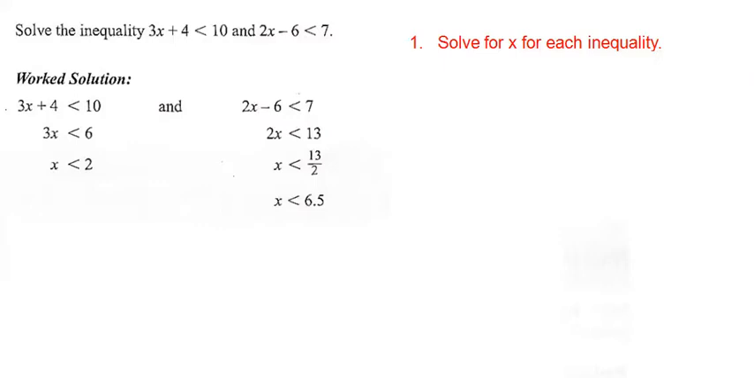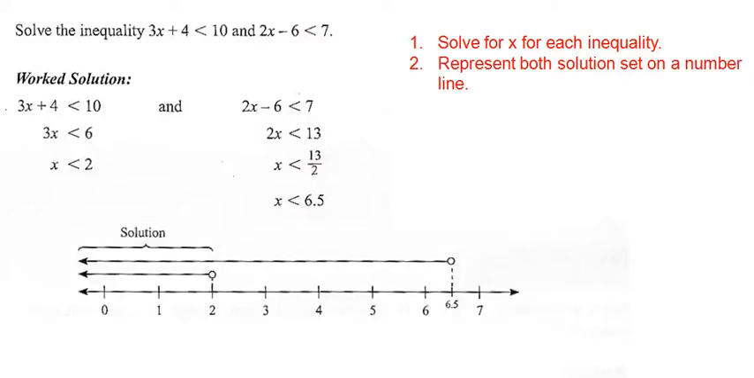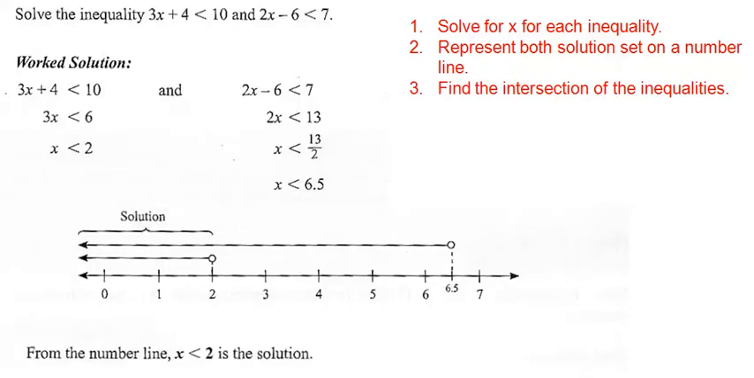Let's take a look at this example. Firstly, we solve for x for each inequality. Next, we represent both solution sets on the number line. Note that for the inequality sign without the dash sign below, we represent it by a hollow dot. Next, we find the intersection of the inequalities, which is this side. Therefore, from the number line, x less than 2 is the solution. Note that the solution must satisfy both inequalities.